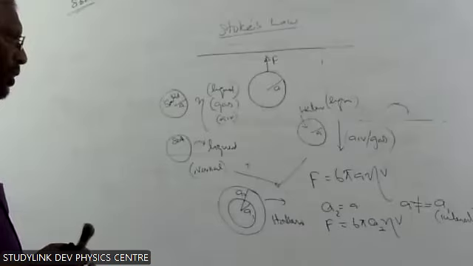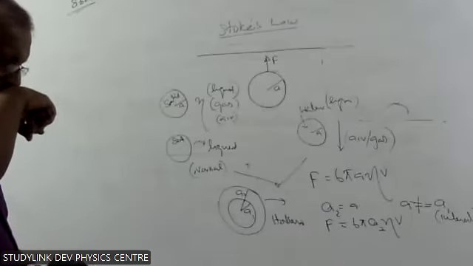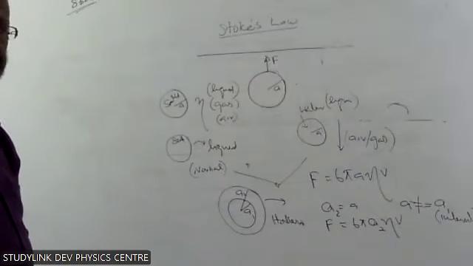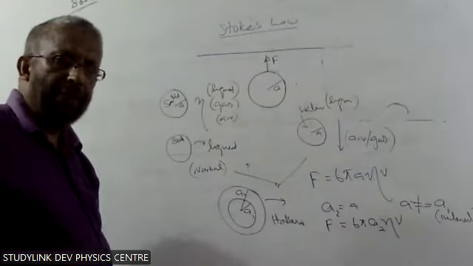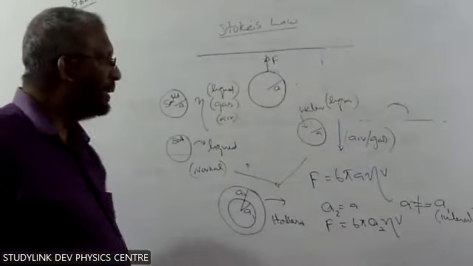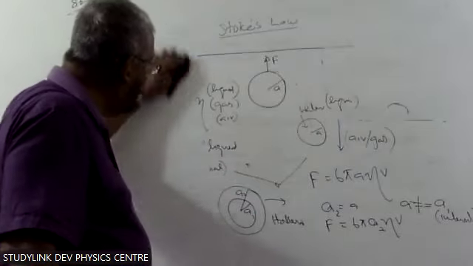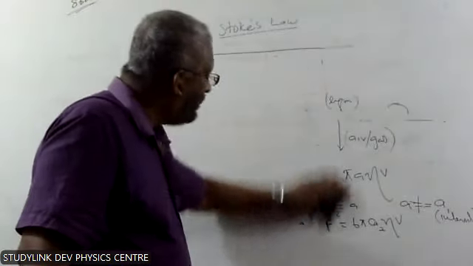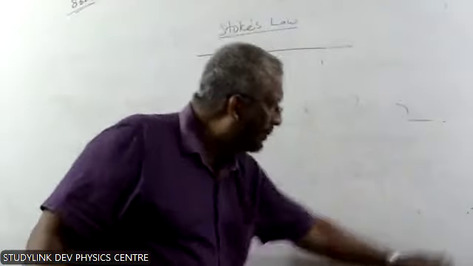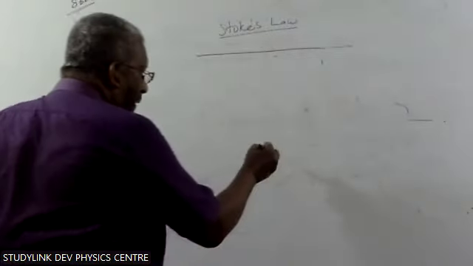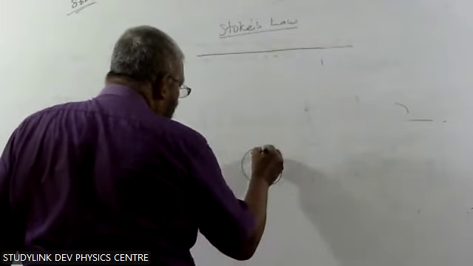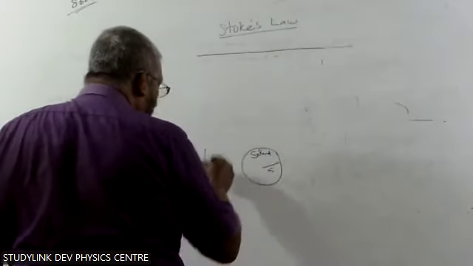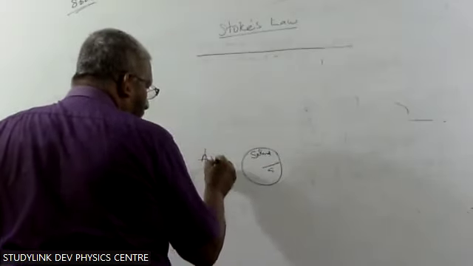Another situation I'll take. All are falling down, these things. All these falling down. Vertically falling down means vertically down. Next situation. In the next situation, I can consider something which is moving upwards. Situation is, we'll say, a solid sphere. Radius is A, moving upwards with the velocity of V.